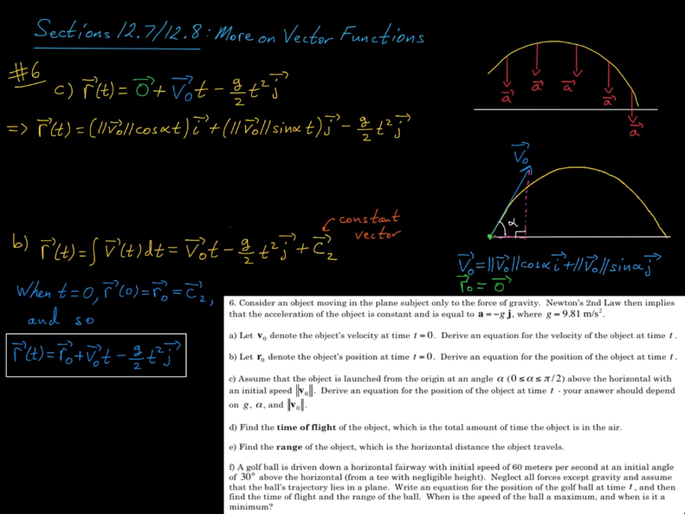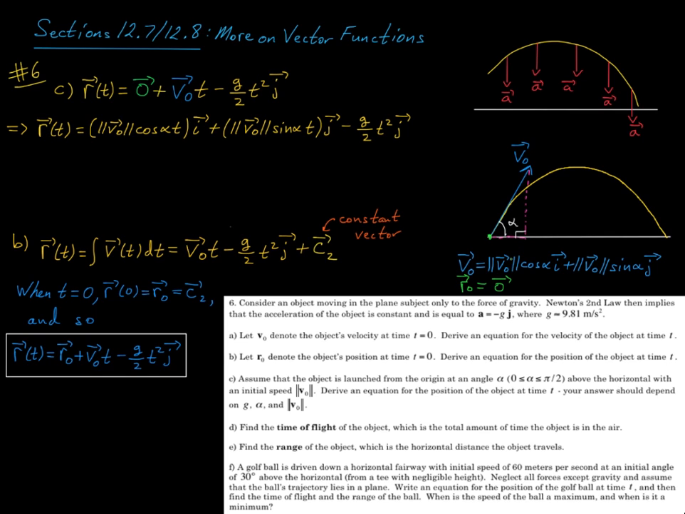Now in this scenario, we're launching this object from the origin, so our initial position r sub 0 is the 0 vector, and we're launching this object at an angle of alpha with the horizontal. If I want to write out the initial velocity vector in component form, just making reference to this right triangle here, the i component is just the magnitude times the cosine of this angle alpha.